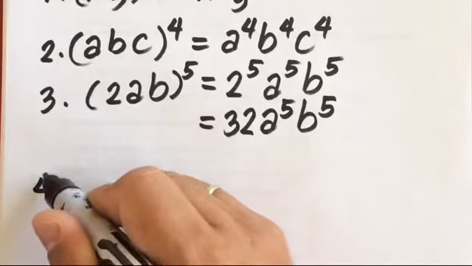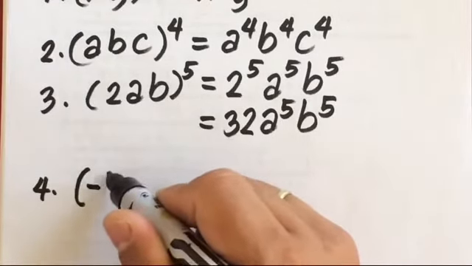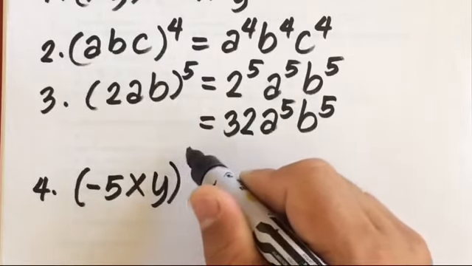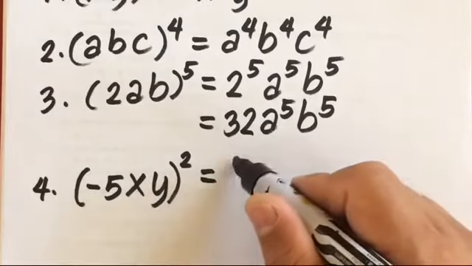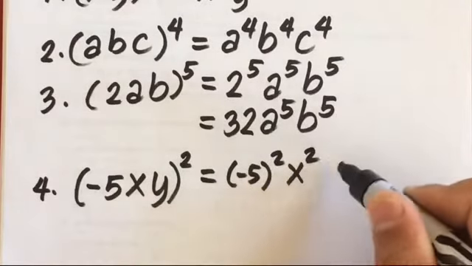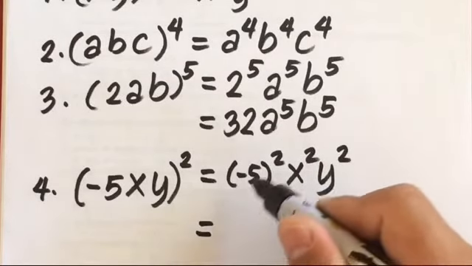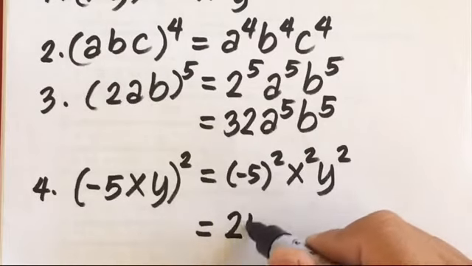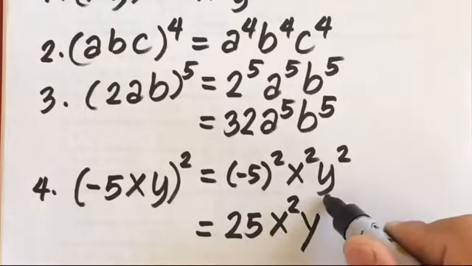Okay, let's have our last example. Let's have negative 5 x y then squared. So we're going to have here negative 5 squared and x squared then y squared. So negative 5 squared, negative 5 times negative 5 is 25. Then just copy x squared then y squared.